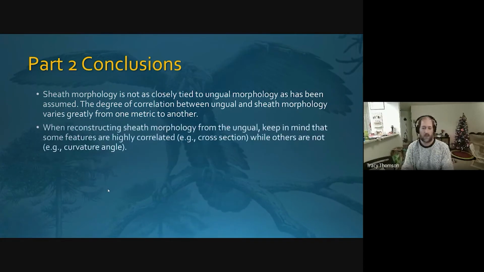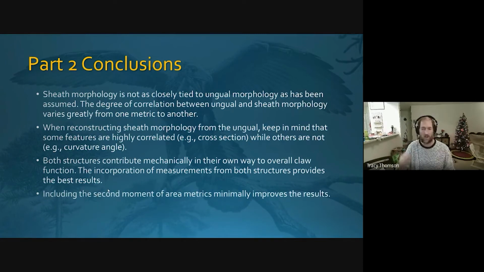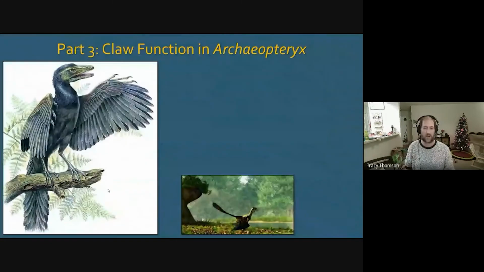The one thing I do want to point out is if you are reconstructing the sheath or trying to infer sheath shape from a fossil that doesn't have a sheath, you do need to be careful at how you're reconstructing that, because not everything is closely correlated, right? Those R-squared numbers weren't as great for some metrics as they were for others. So you need to take care in how you're doing that. And both the sheath and the ungual are contributing mechanically to the function of the claw. So using both structures is great. And the cross-sectional area only minimally improves the results. You don't really need it if you have both the sheath and the ungual to work from.